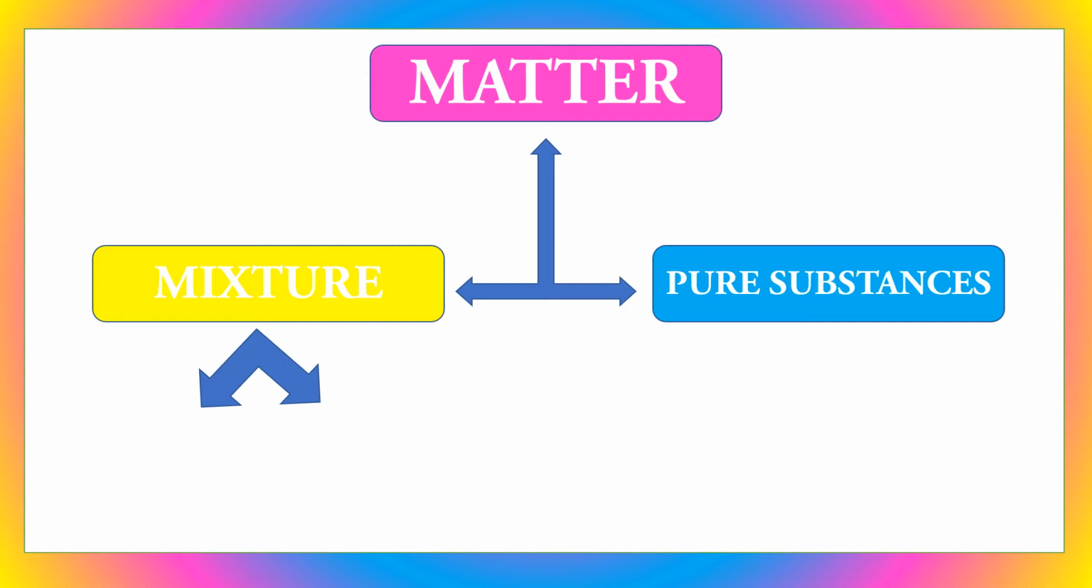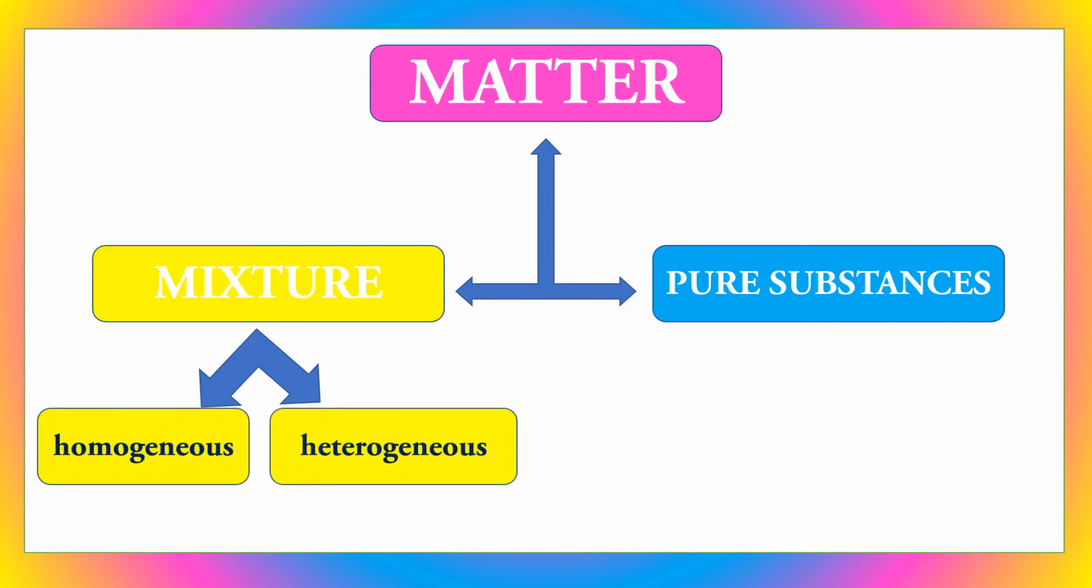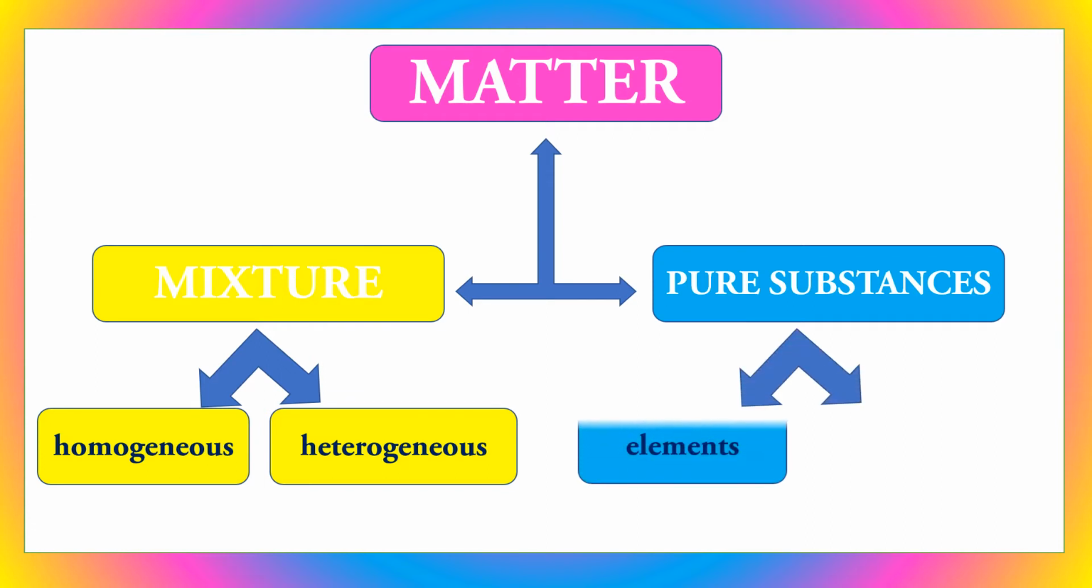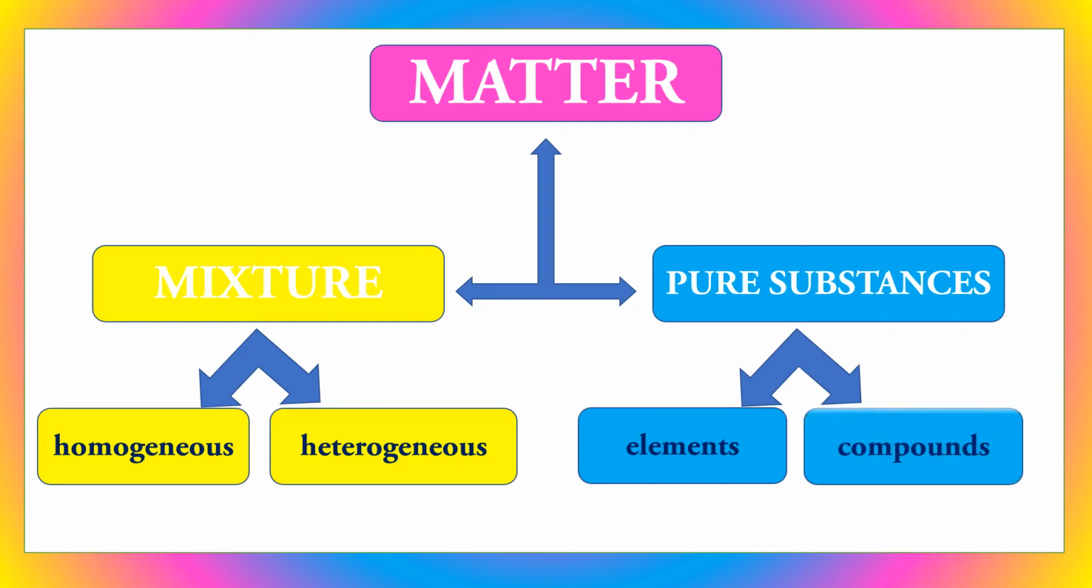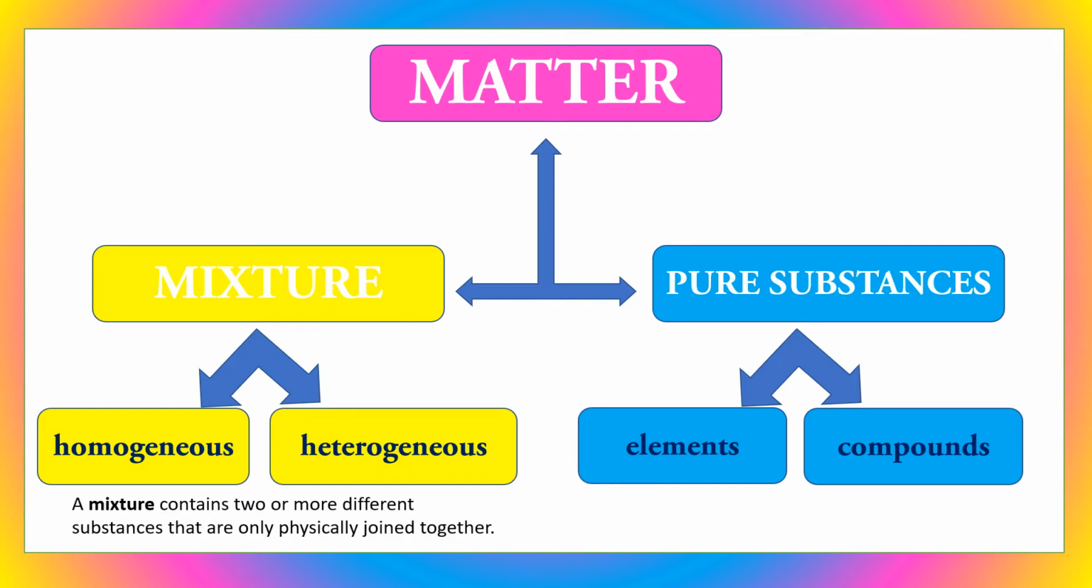Mixture can also be classified into two. The first one is homogeneous and the other one is heterogeneous. While pure substance can also be classified into two different types, which is element and compound. What is the difference between a mixture and a pure substance? When we say mixture, it contains two or more different substances that are only physically joined together. Remember, physically joined together.